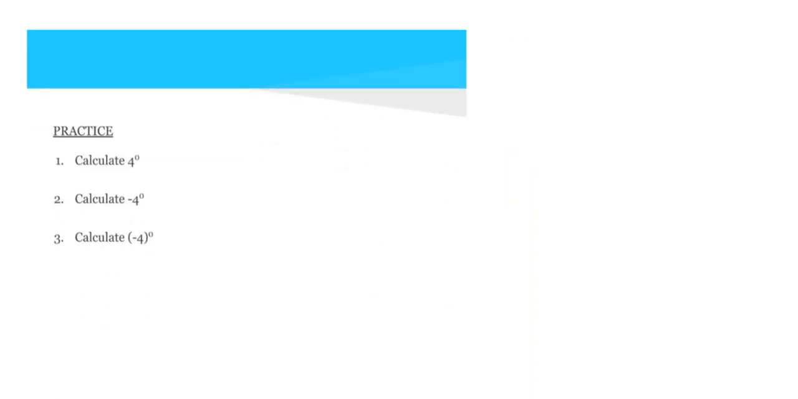All right, let's do these. Calculate 4 to the power of 0. 1. Calculate negative 4 to the power of 0. How many people think 1? How many people think negative 1? It's negative 1. Because 4 to the power of 0 is 1, and then that negative is just tacked on the front. So that's just negative 1.